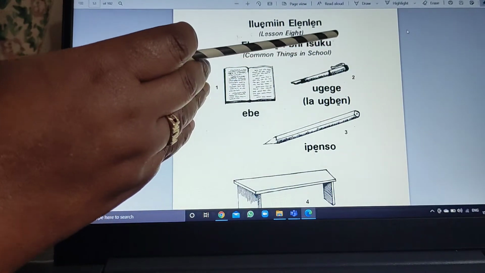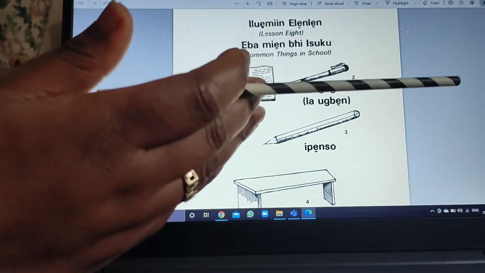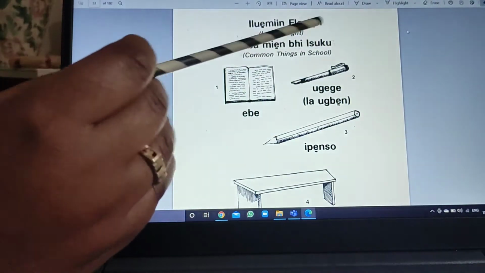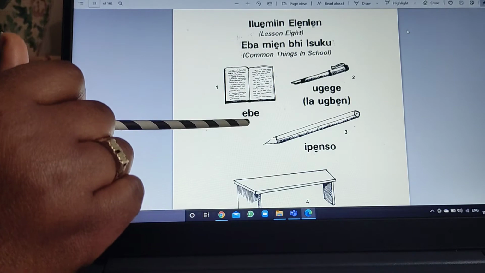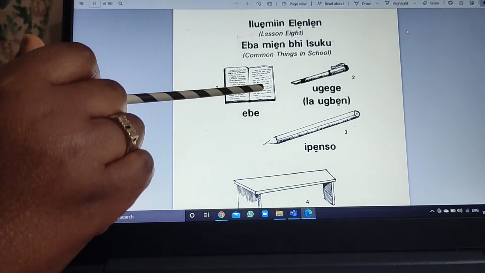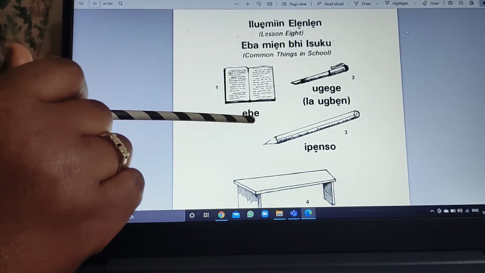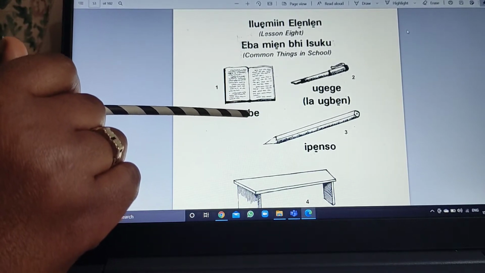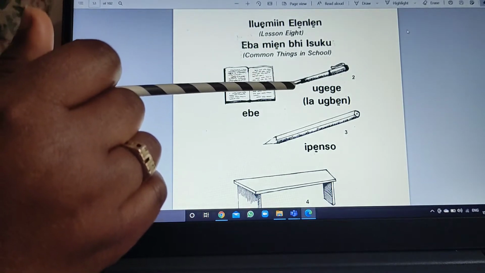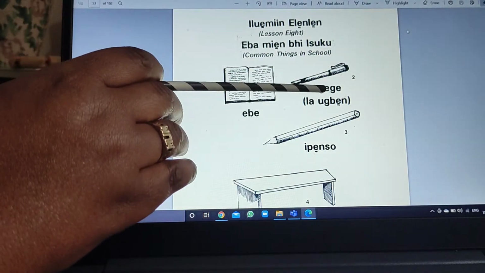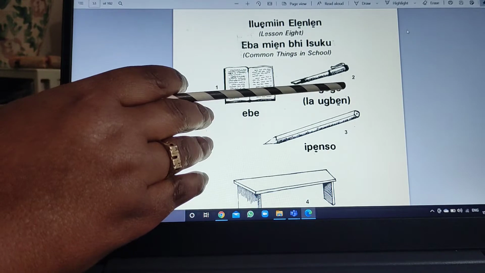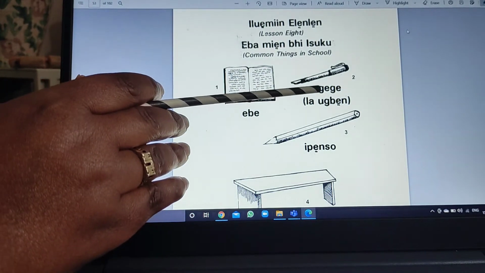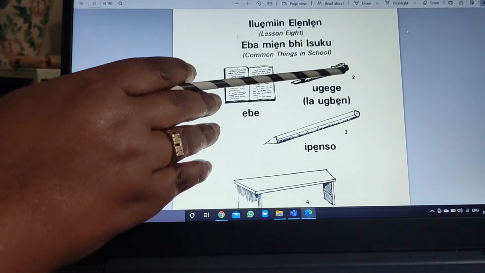Everybody generally calls school Isuku, or the older people will say Isuku, while the younger people will just say school. But the first thing here as usual is Ebe, which is book. Ebe is book. You must know this now. We've used it for several words, and it's the same word for leaf, L-E-A-F, a leaf on a tree. Ugege la Ugben is the fountain pen.